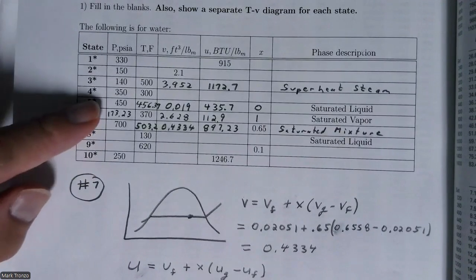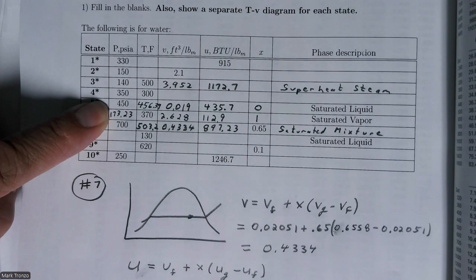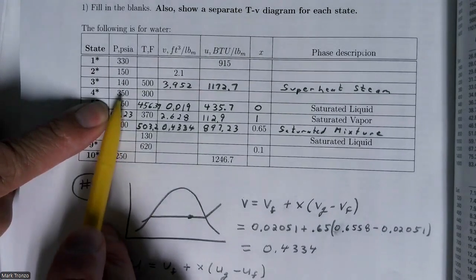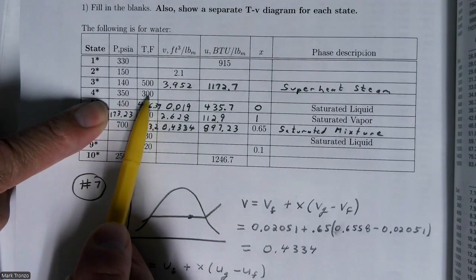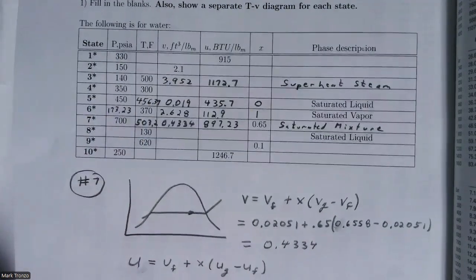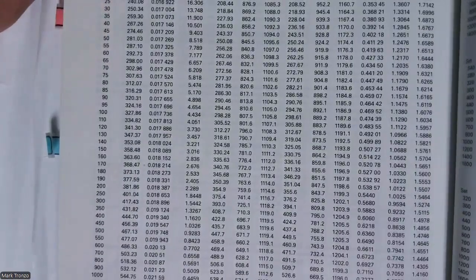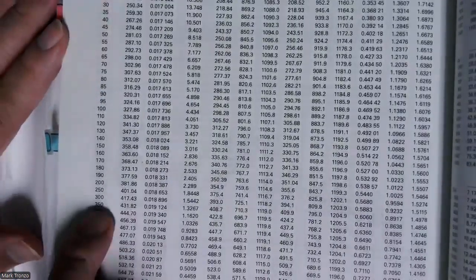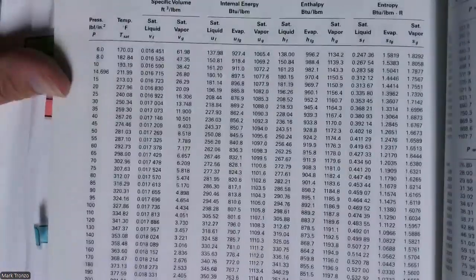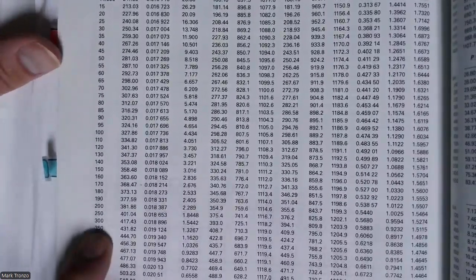So let me do one type we haven't done before. Let's go back maybe to number 4 here. Let's take a look at this one. Number 4 says we're at 350 psi A and 300 degrees Fahrenheit. So once again, let's go to our saturated mixture table. That's usually a good place to start. And look up 350 psi. And if I look on my table here, that's going to be this value here.